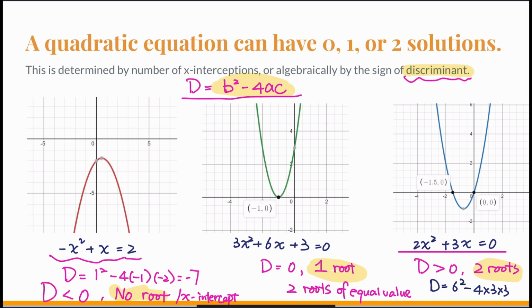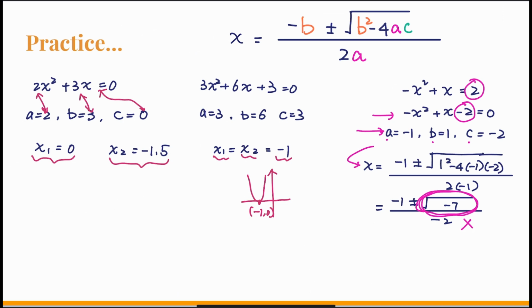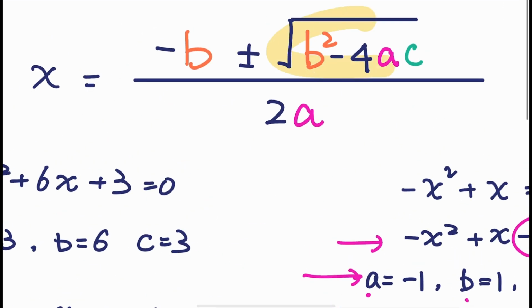And since this discriminant, the value under the square root, is smaller than 0, we have no roots. And for the second question, we found that the discriminant equals 0. So if we look at this formula, this part is 0. The only difference between the two solutions is x plus or minus 0, which makes no difference.